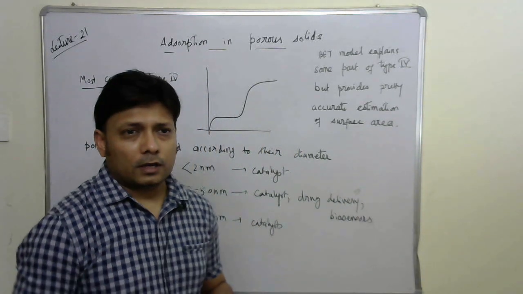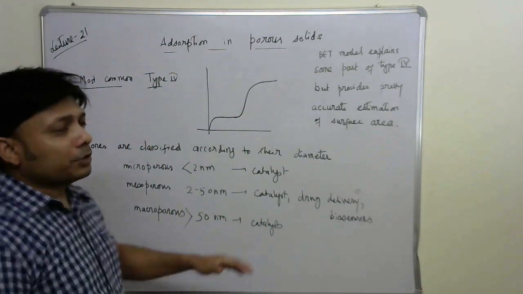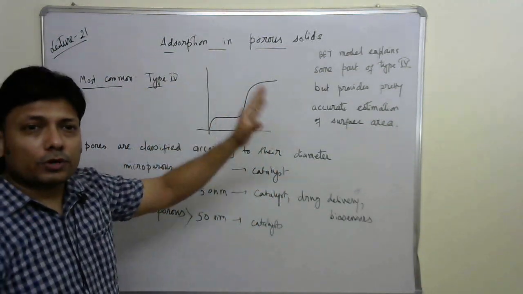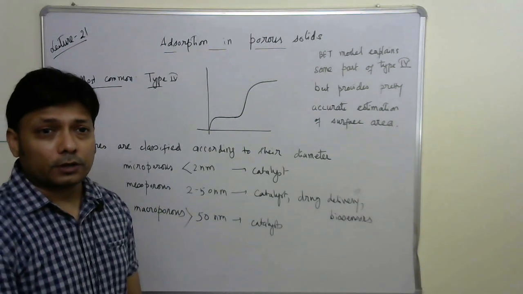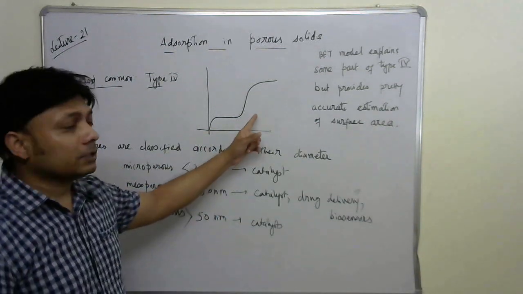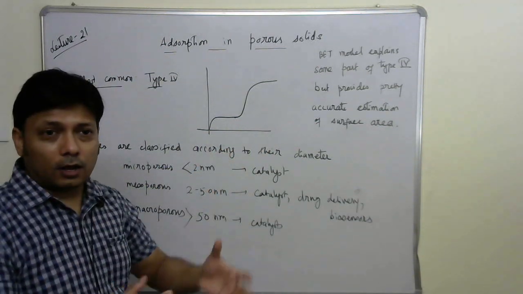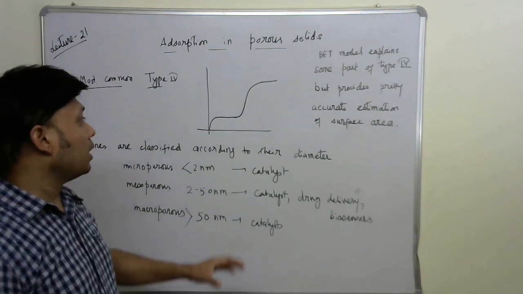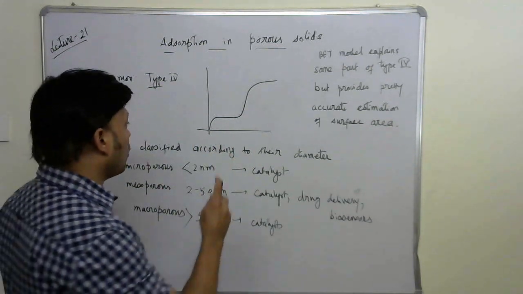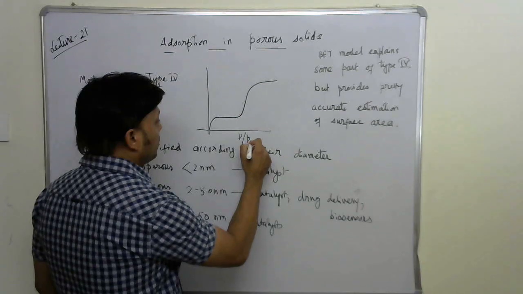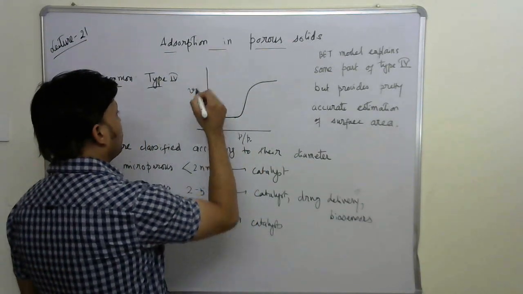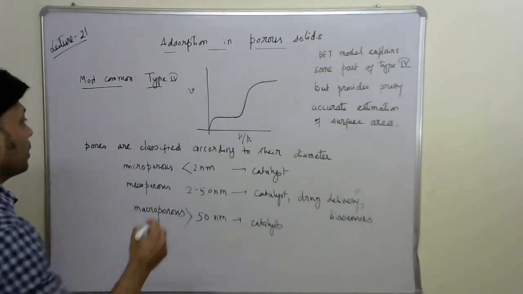The type 4 adsorption isotherm is mainly exhibited by porous solids, special types of porous solid. Let's first take a look. This is the typical type 4 adsorption isotherm. I have drawn a representative graph plot. Of course, here I have to plot P by P naught, and here we have to plot the volume adsorbed.